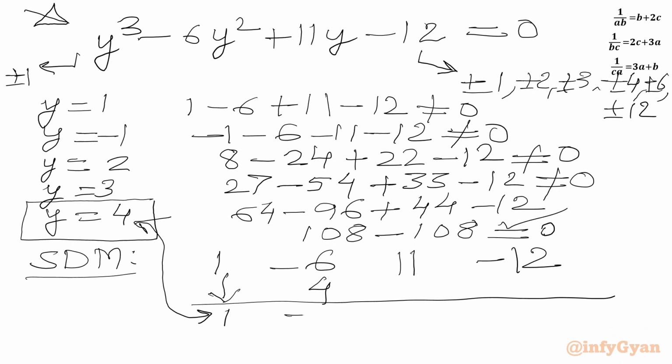Minus 6 plus 4 is minus 2. Now 4 times minus 2 is minus 8. 11 minus 8 is 3. 4 times 3 is 12. Minus 12 plus 12 is 0.